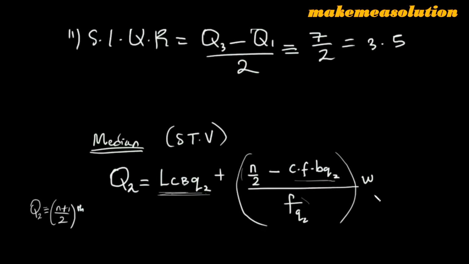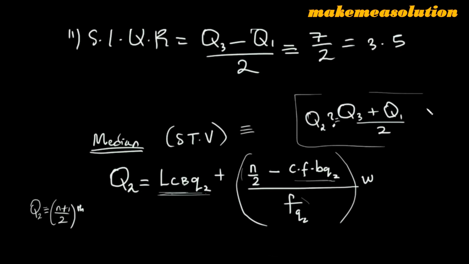But what I want you to verify is whether, when you solve it like this, you still get the same as (Q3 plus Q1) over 2. Are they the same? Is Q2 equal to (Q3 plus Q1) over 2? So I want you to verify.